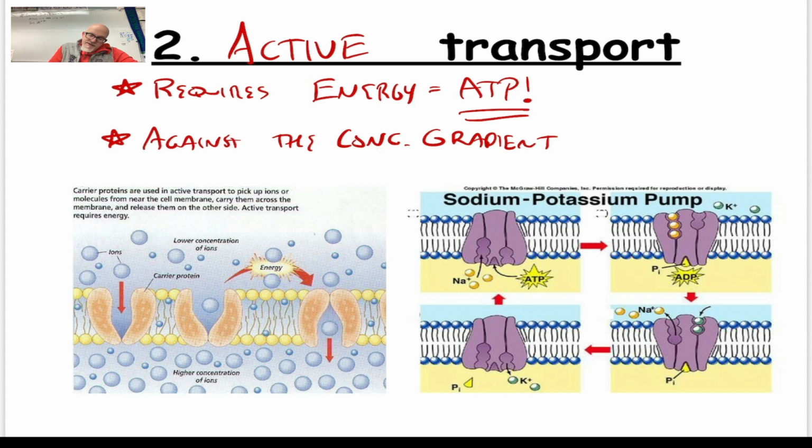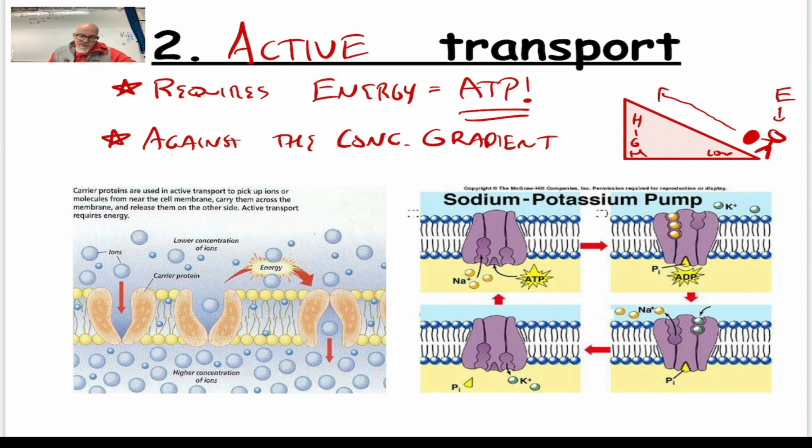And again, if we did this, here's high, here's low. Right now we're taking that and we're pushing it up the hill. So literally there's energy and it's pushing it up the hill. That's what active transport is. The classic example is something like this. There's another example right here. It's called a sodium-potassium pump. And in this case, energy drives the transport.